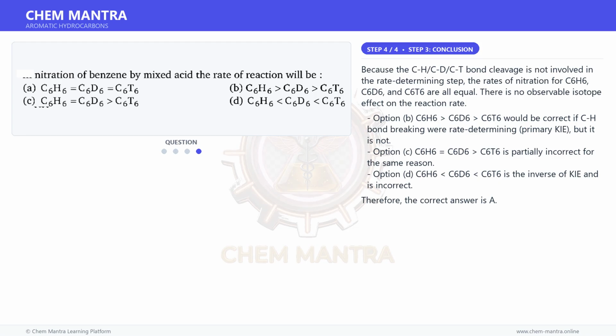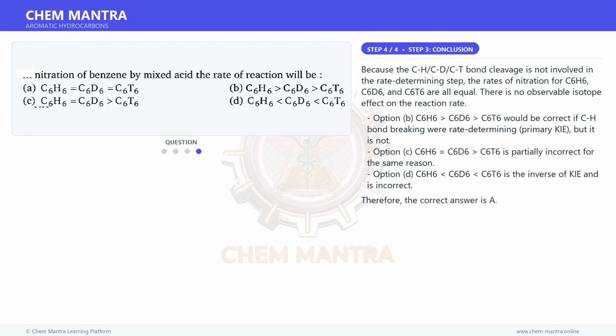And for the final step, because the C-H, C-D, C-T bond cleavage is not involved in the rate-determining step, the rates of nitration for C6H6, C6D6, and C6T6 are all equal. There is no observable isotope effect on the reaction rate.